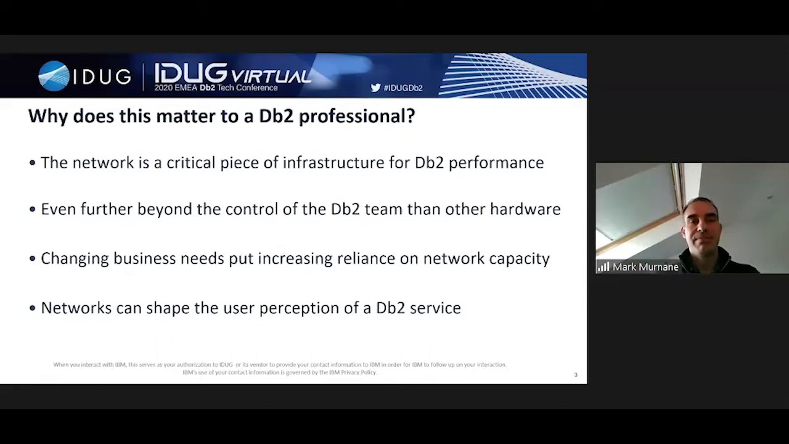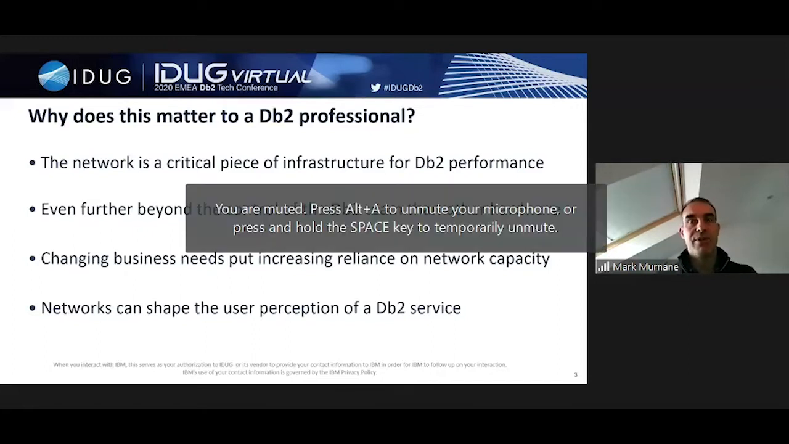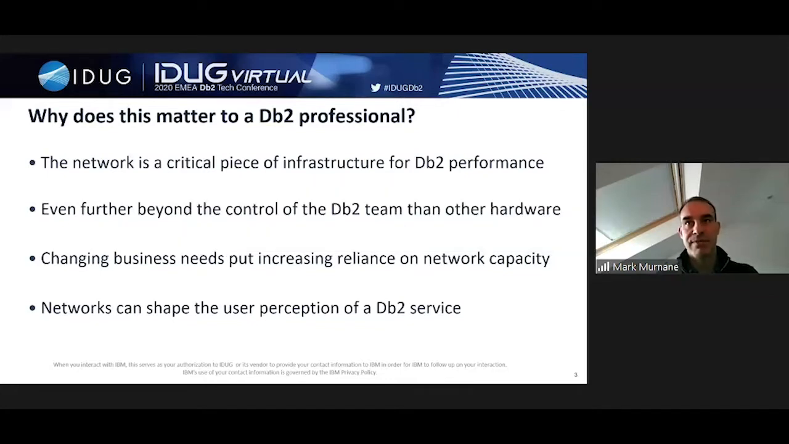So, why does this matter to a DB2 professional? Well, fundamentally, this is all about performance. As DB2 professionals, we constantly look at performance of our systems and tune them to strike an optimal balance between availability, resources, and business requirements. The network is a vital piece of infrastructure for any database system. It's the conduit not only for servicing data requests, but ensuring resilience and business continuity. An inadequate network could jeopardize the success of an organization.